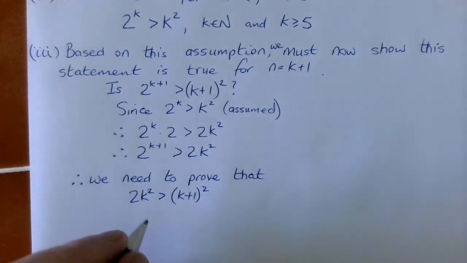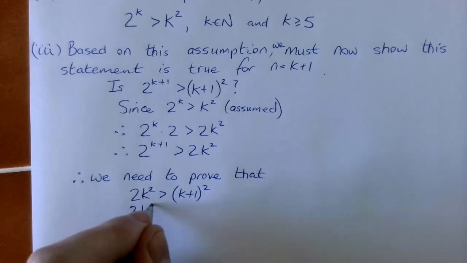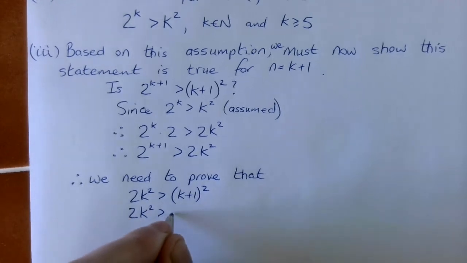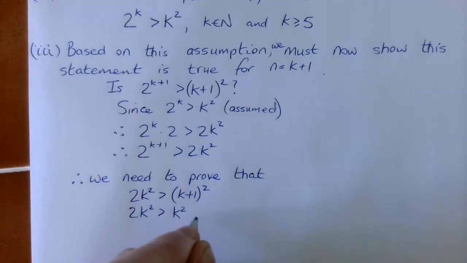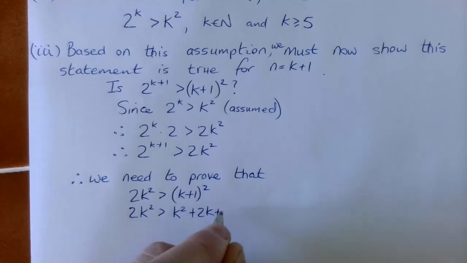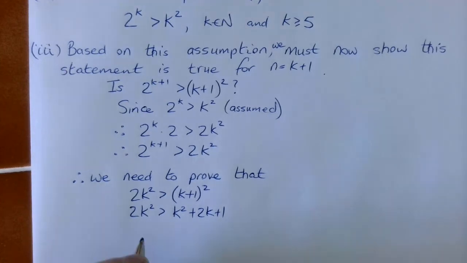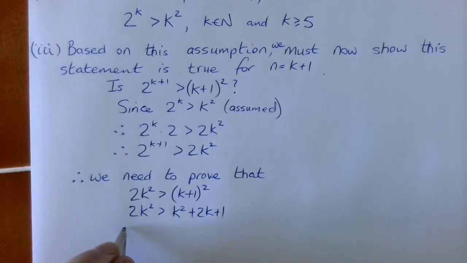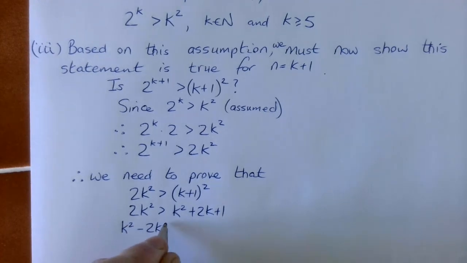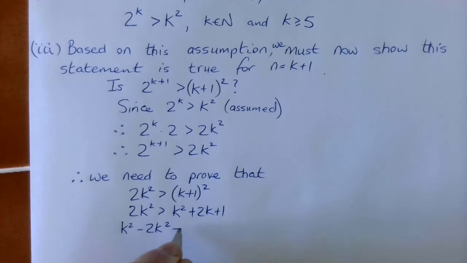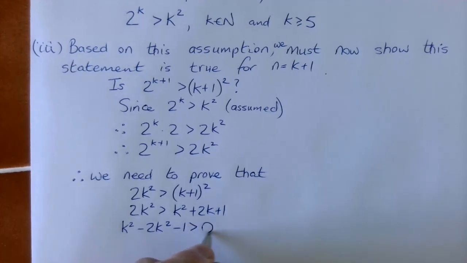What we can do in our first step is multiply out the right-hand side; the left-hand side stays the same as it is. So we've got k squared plus 2k plus 1. So you square the first, square the last, first by last by 2. It's a quick way to square it out. We take everything to the same side. So it's going to be k squared minus 2k minus 1 is greater than 0.